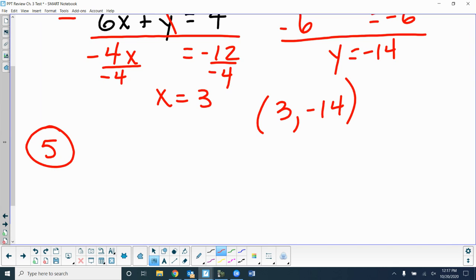Number 5, 2x plus 3y. Are you screen casting? Yes. Thanks for checking that. I saw this again.